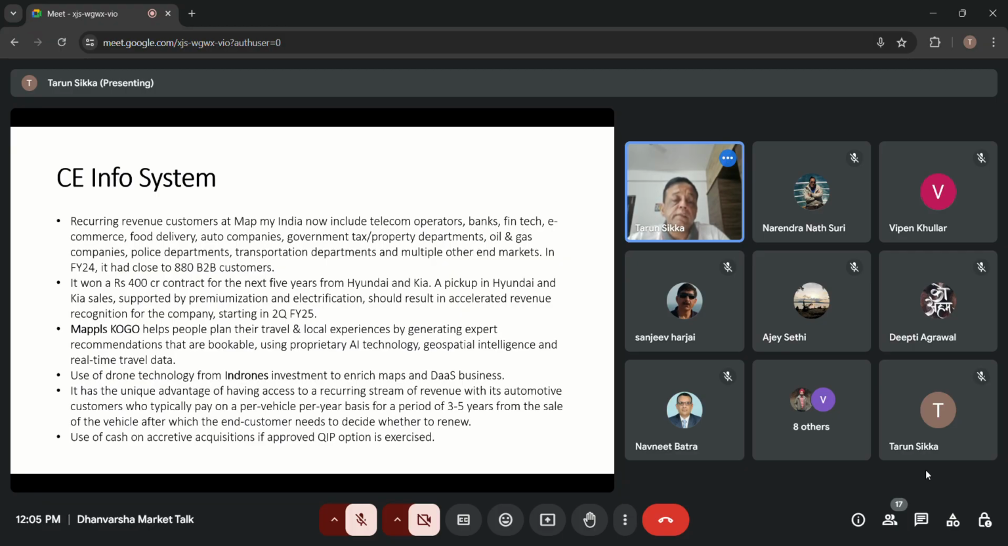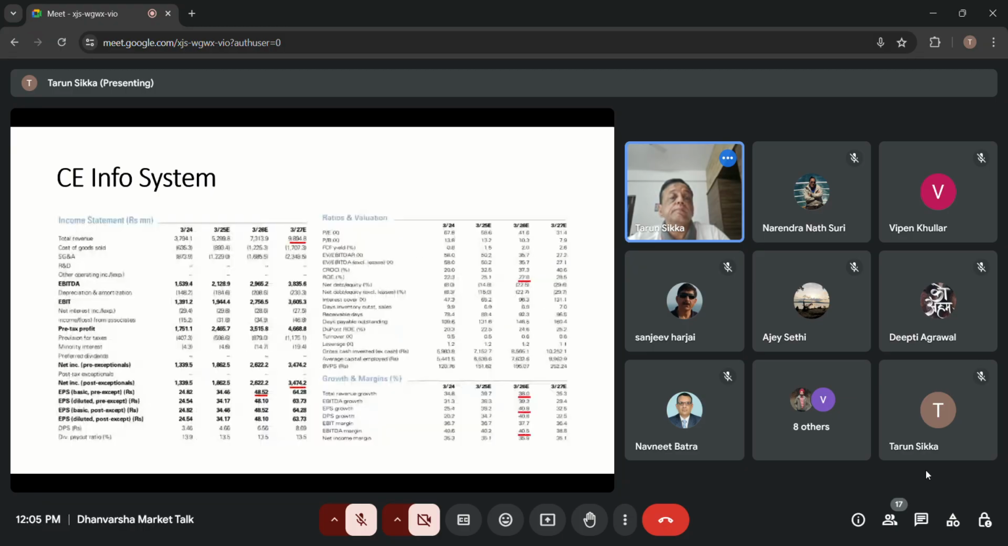Use of cash: they have a provision of doing a QIP so as to get some cash so that they can do an acquisition. So that will also give them opportunity.